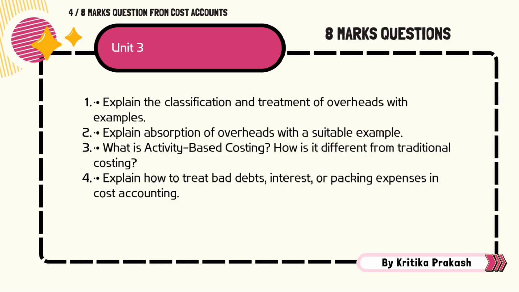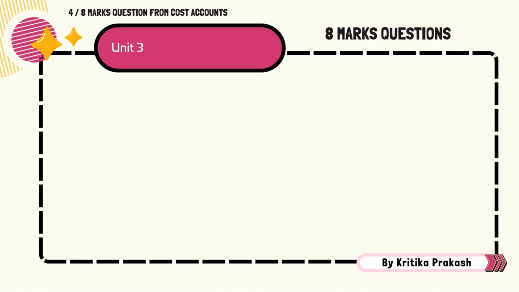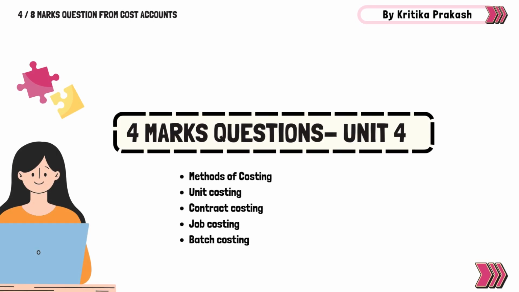of overheads with a suitable example, what is activity based costing and how it is different from traditional costing, and explain how to treat bad debts, interest or packing expenses in cost accounting. Let's move on to unit number 4, which is the methods of costing, which includes the 4 major subtypes: unit, contract, job or batch.